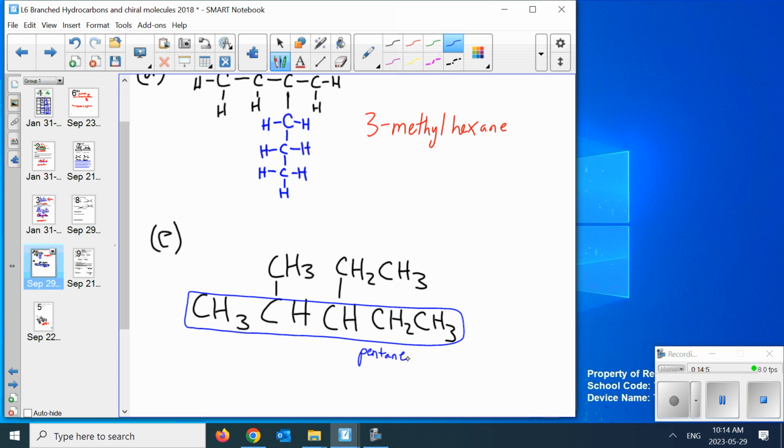Finally, a different attachment. This is a methyl group, and it's on the second carbon. And this is an ethyl group on the third carbon. Oh, I said ethyl and then wrote it down.